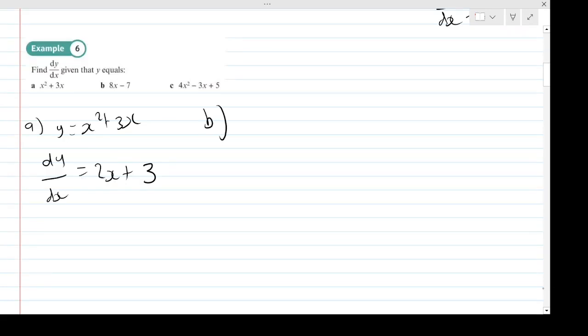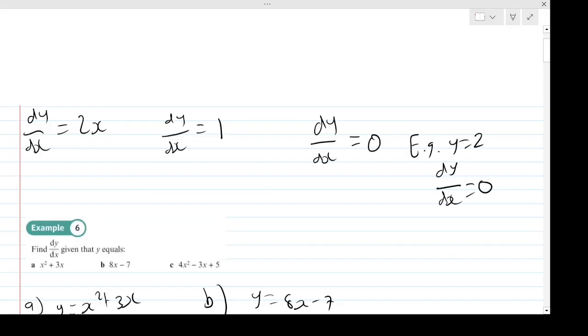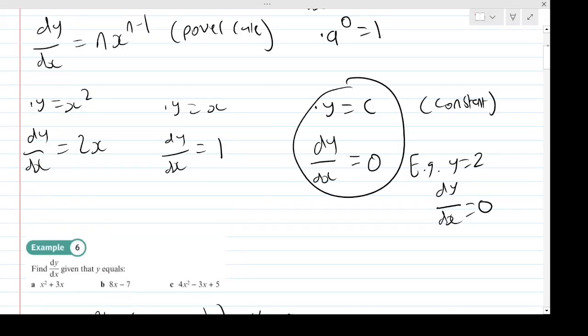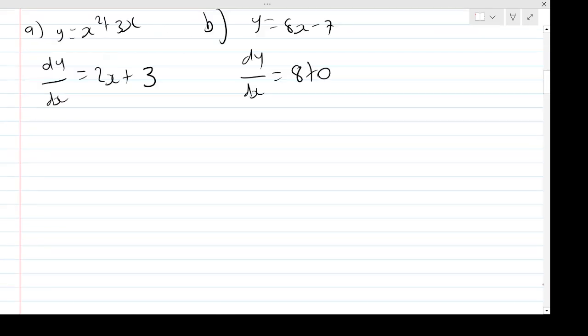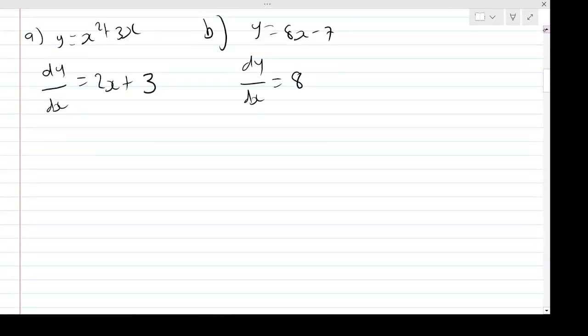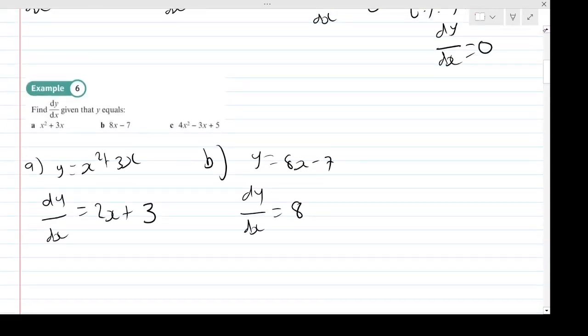Now part B, we have y is 8x minus 7. Now, dy/dx: 8x, the x goes to 1 when we differentiate, so it's 8 times 1, which is 8. Then with subtracting, we'll be differentiating minus 7. That's just a number, and we saw up here that any number differentiates to 0. If it doesn't have an x, it goes to 0. So it's 8 plus 0, which is just 8. So that tells me the derivative is always 8 in that case.